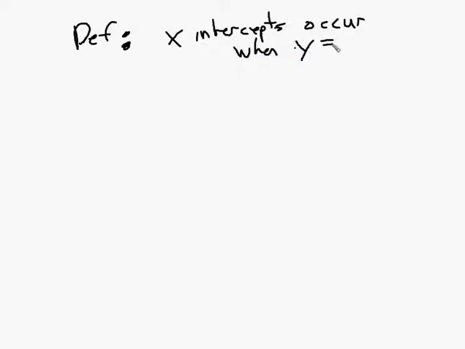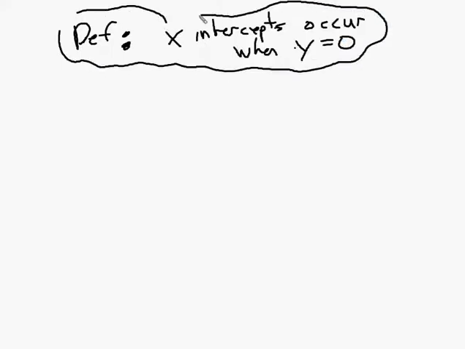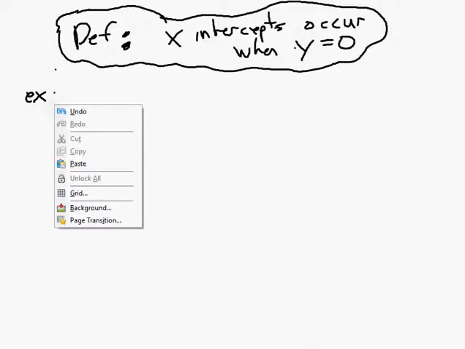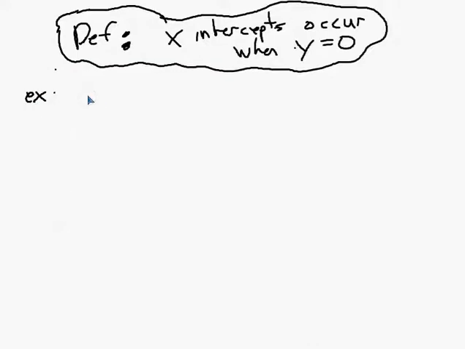Definition. X-intercepts occur when y equals 0. So I'm not going to do any problems with that, but it is in the directions. It gives you a trig equation. It says find the x-intercepts. Well, then just replace y with 0. We've done that before, so I don't see need to talk about it again. I want to get to these 2 or 3 really, really tricky ones.